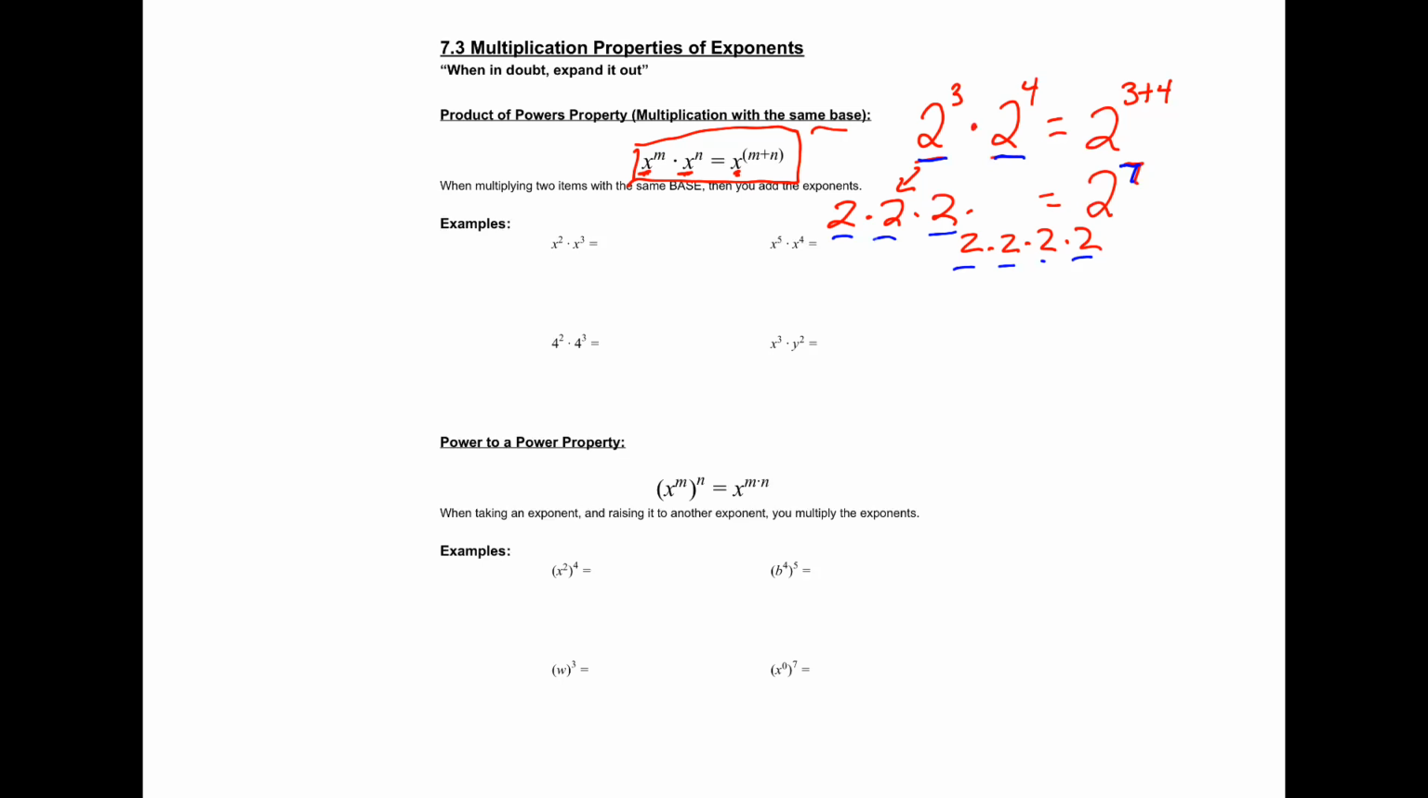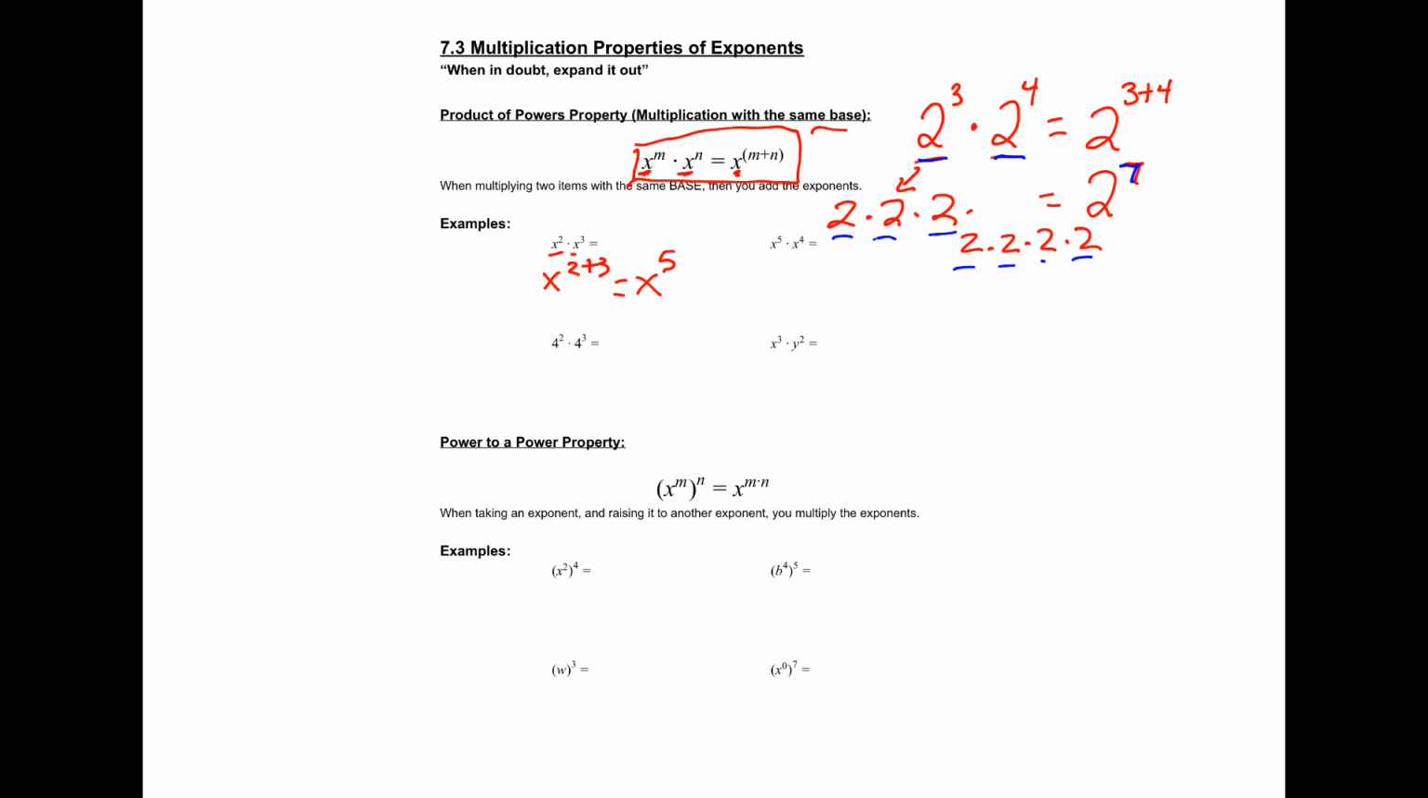So let's take a look at a couple of these examples. X squared times x cubed. Once again, as long as they are the same base, all we have to do is add those exponents. So it's going to be x to the 2 plus 3, which is x to the 5th. Go ahead and actually try the other 3 on your own right now. Give them a shot, pause the video, come back, and I will work them out.